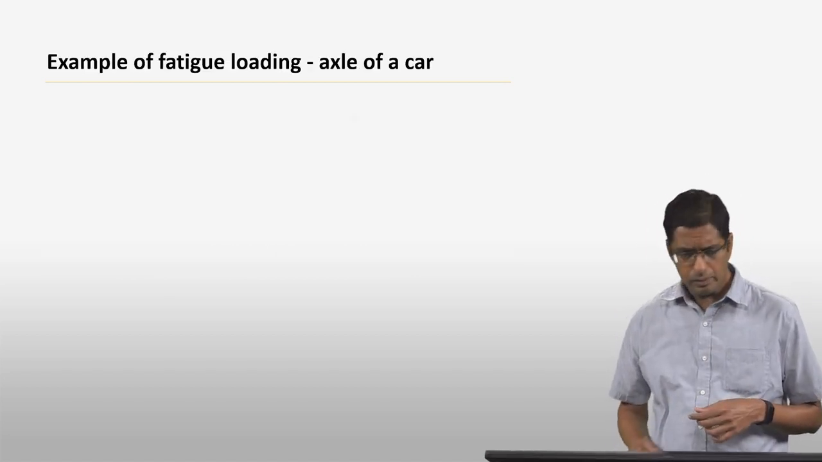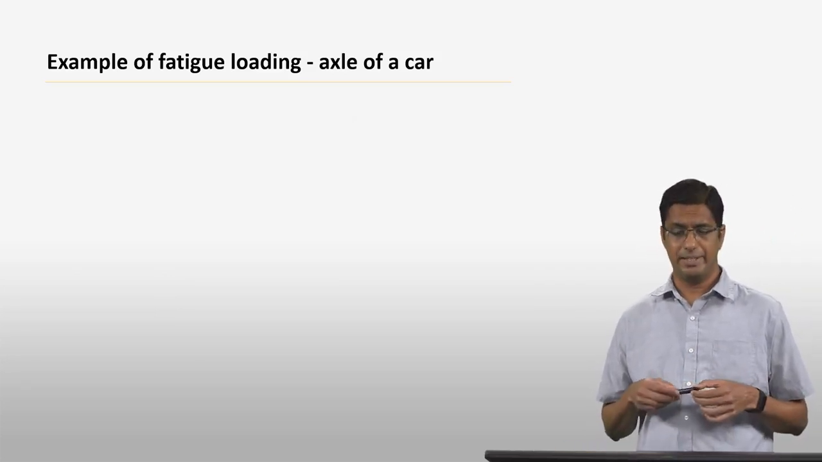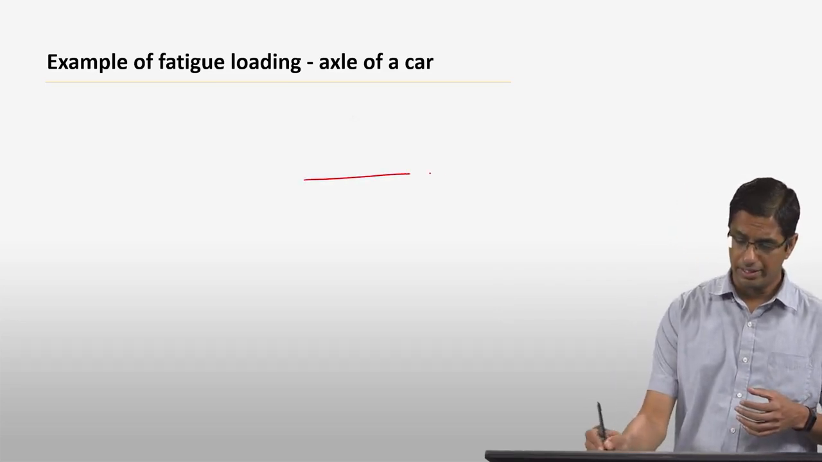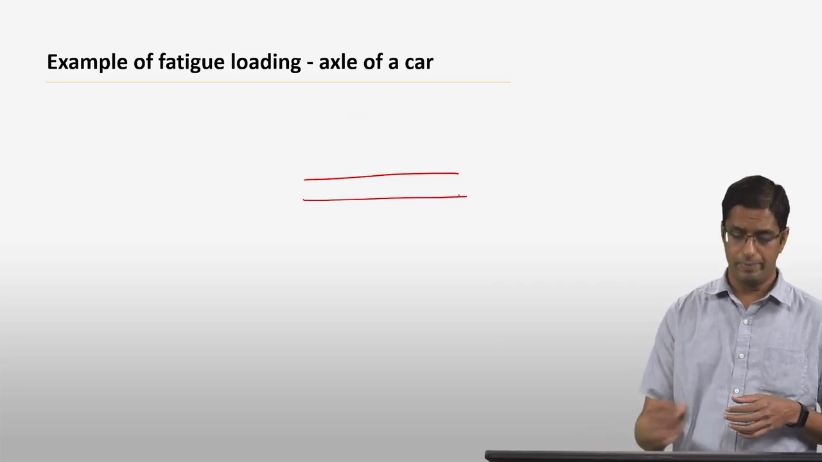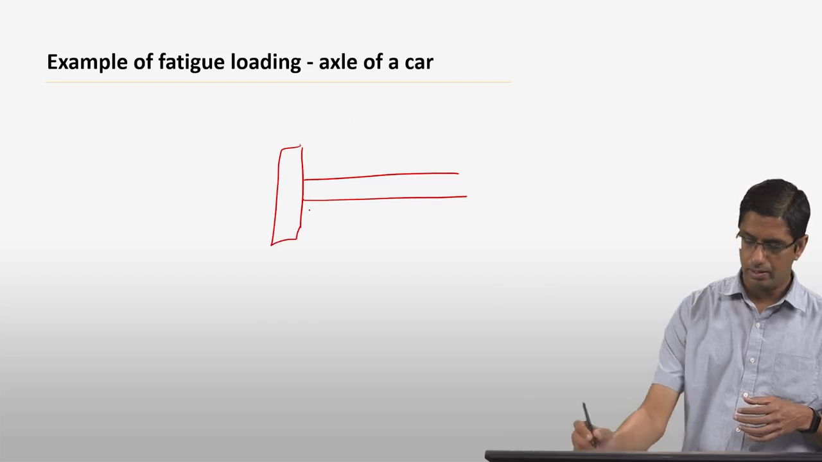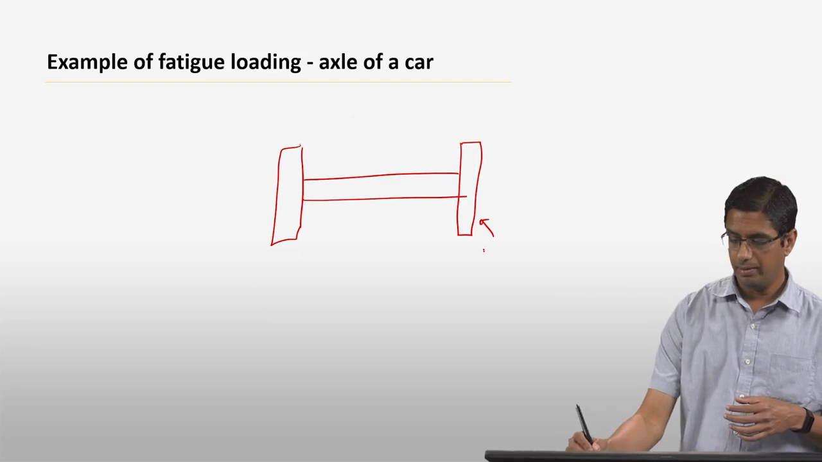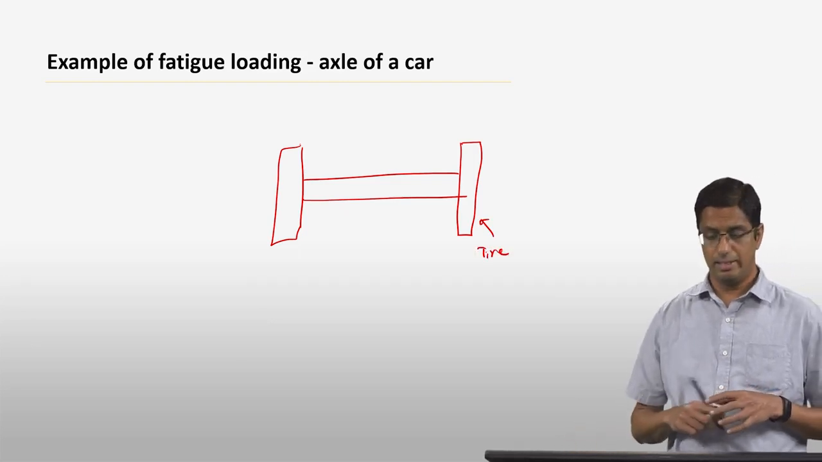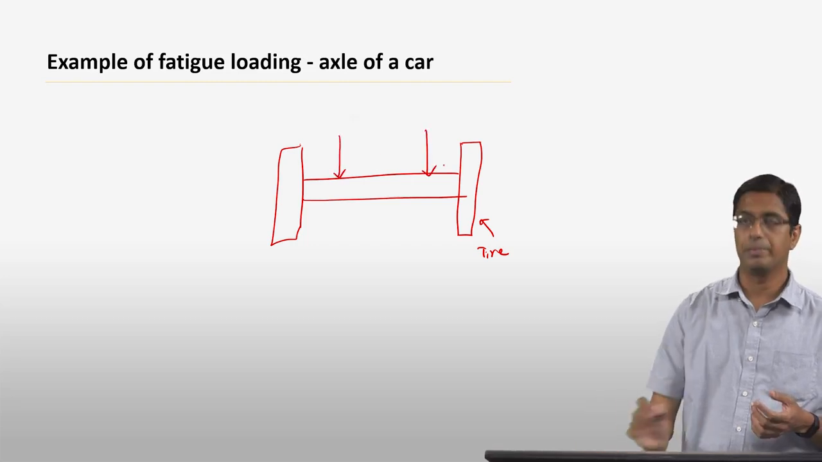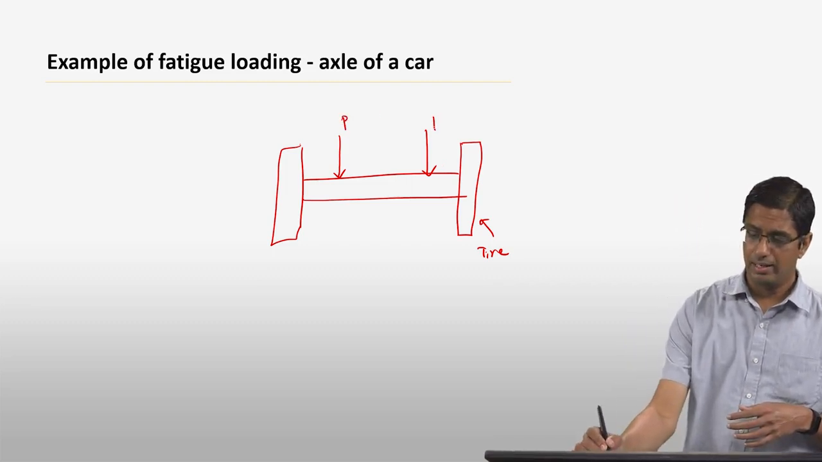So what is an example of fatigue loading? A simple example that you can think of is essentially the axle of a car. So say this is your front axle. And then you have your tires. And these are your tires. And the weight of the car is applied, say, at 2 points here, and assume that it is equally distributed. So essentially you have a force P here and a force P here.